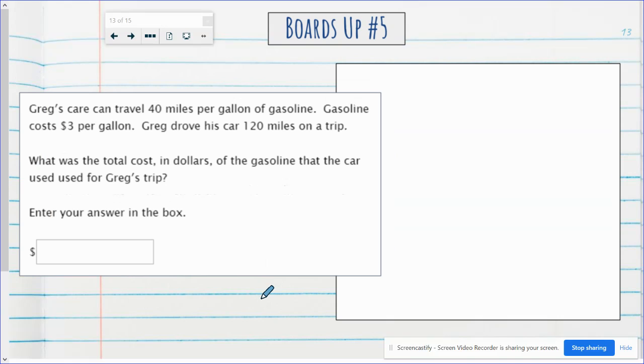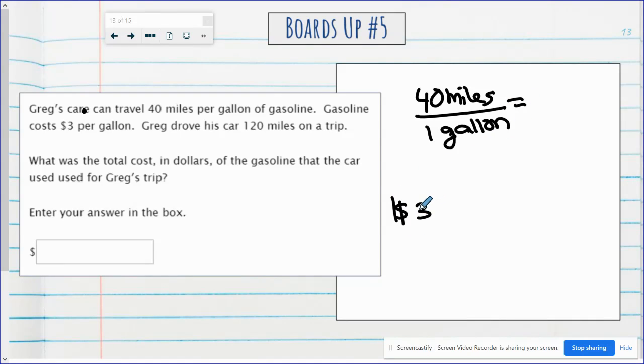All right. Greg's car, not care, can travel 40 miles per gallon of gasoline. So I'm going to write that down here. Remember, whenever we get a piece of information, we write it down. And per gallon means for 1 gallon. Per means 1. Gas costs, I cannot talk today, $3 a gallon. Greg drove his car 120 miles. So I'm going to put that up here because I see 40 miles and then I know that I'm going to want to eventually go to 120 miles.